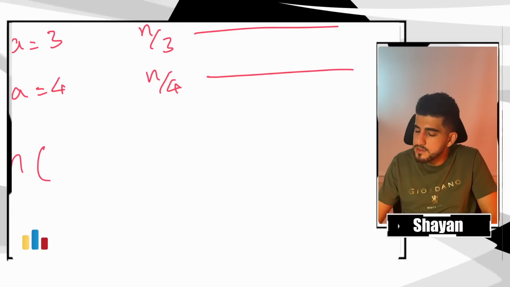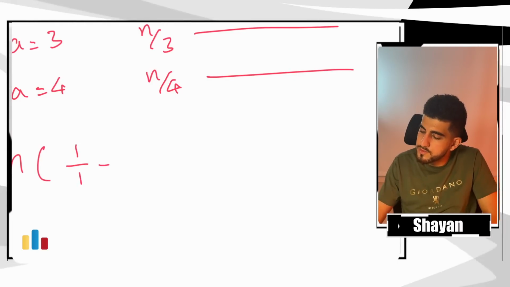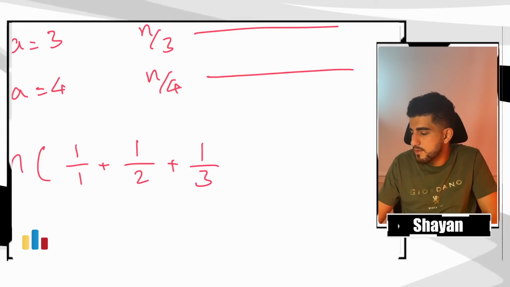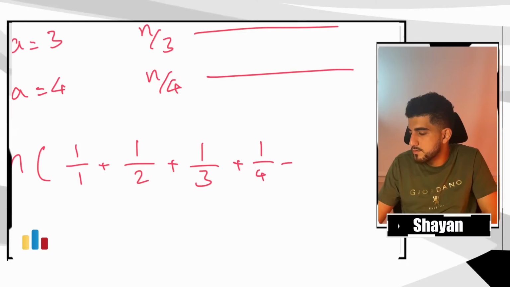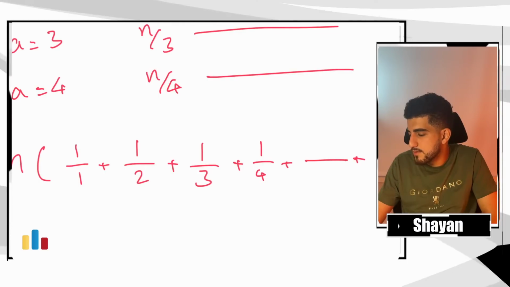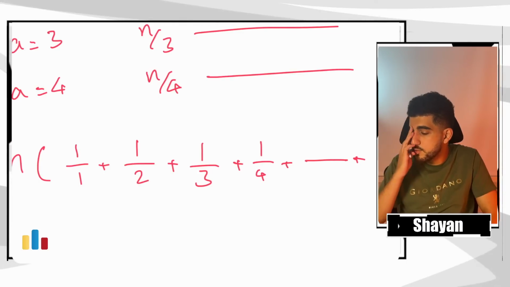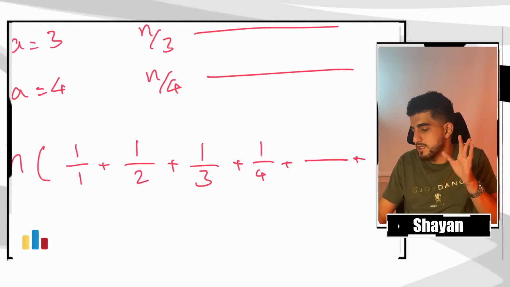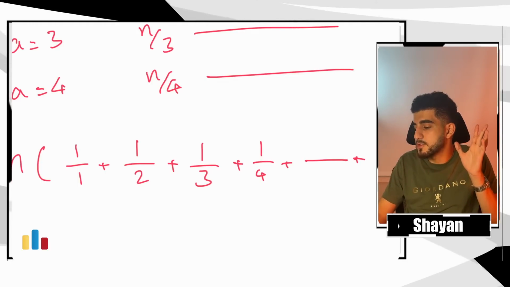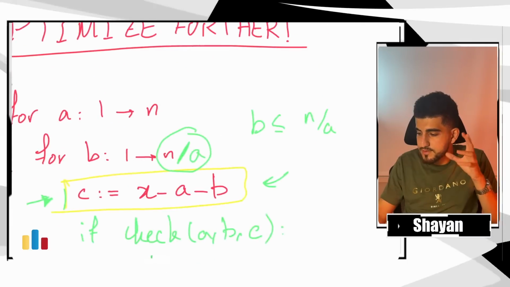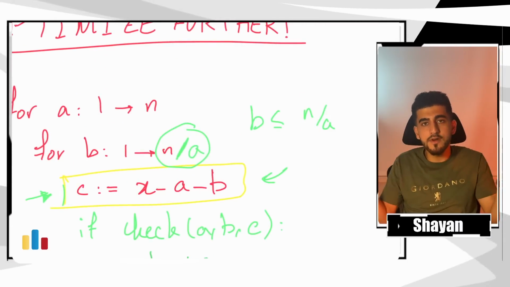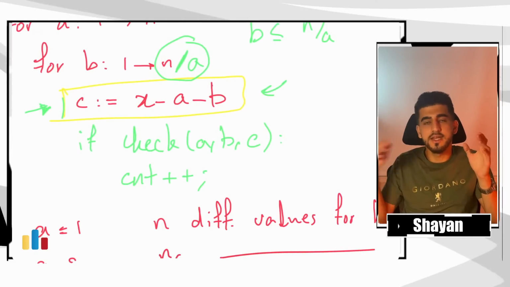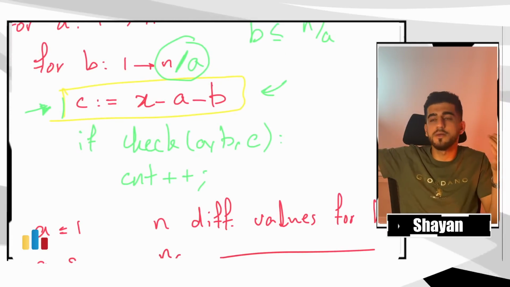So it's like n times 1 over 1 plus 1 over 2 plus 1 over 3, 1/4, and so on to 1 over n. Okay, so the question now is, what is this? This is our new time complexity. Our time complexity is not n squared now, because for each value of a, there are not n values for b. So it's not n plus n plus n, n n's, n times n.